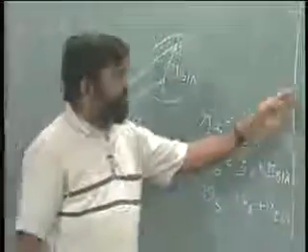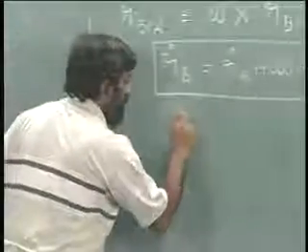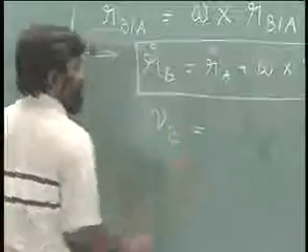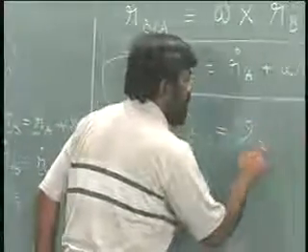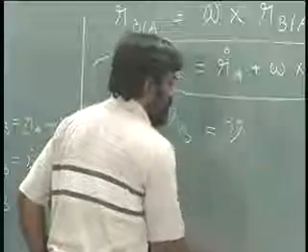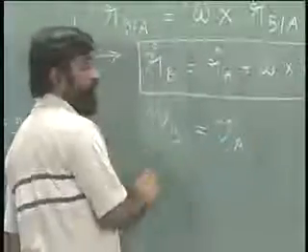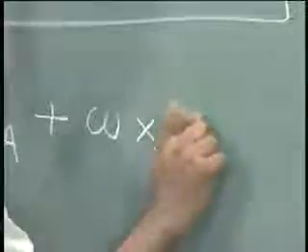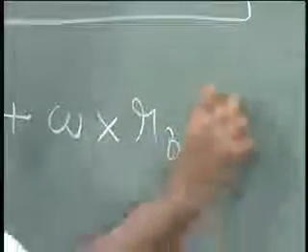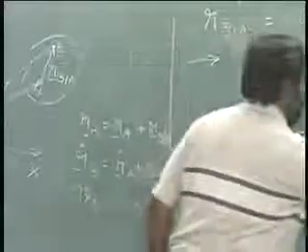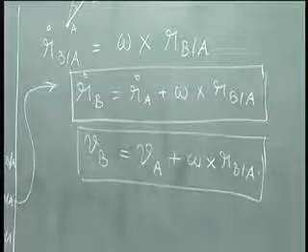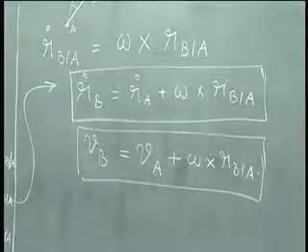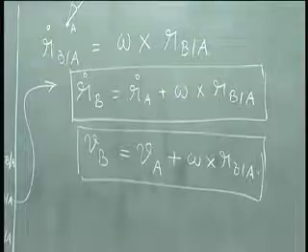Okay. So, I have written a relation between 2 points of the body, Vb equals Va plus omega cross r of B with respect to A. One step and that is it, over, right.